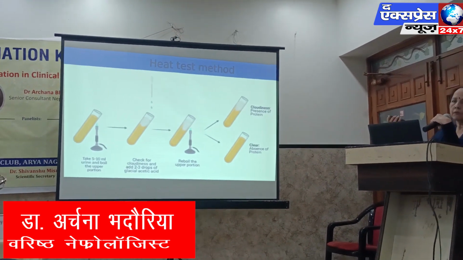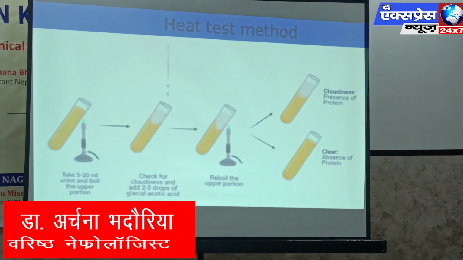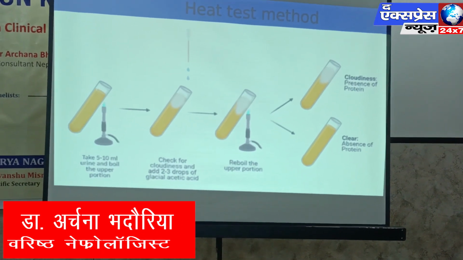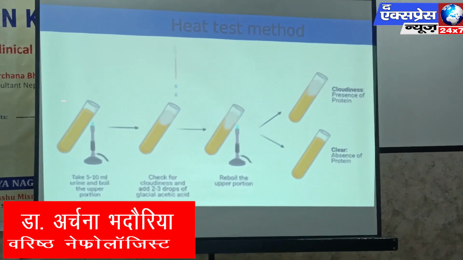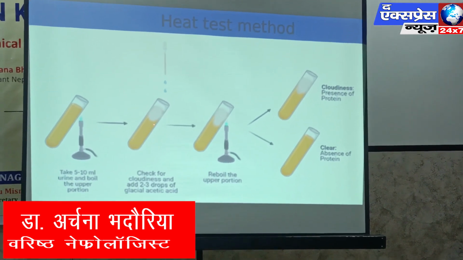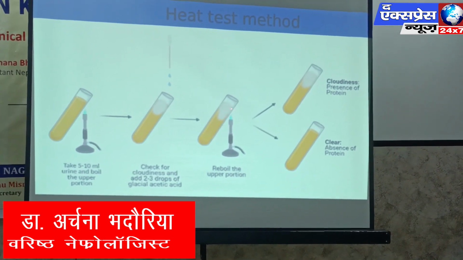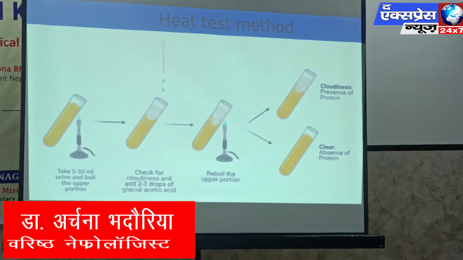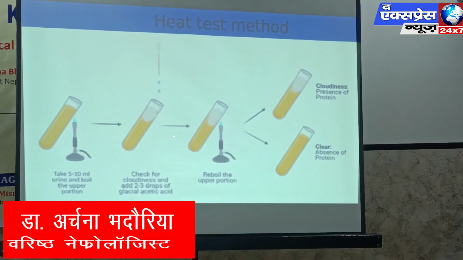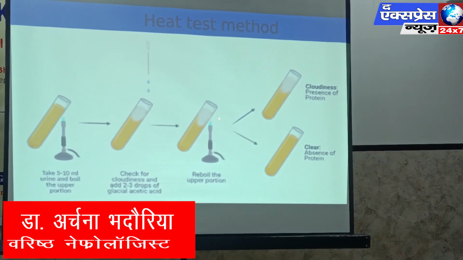So this is something we have all done in our biochemistry lab. We also teach our patients how to do this. There is a heat test method. We take a clean test tube and fill 2/3 of it with urine. We tilt it and heat it, bringing it to boil. If there is flocculation or turbidity present in the upper 1/3 of the test tube, with the lower 2/3 remaining as the control, we can be sure that some proteins are present.